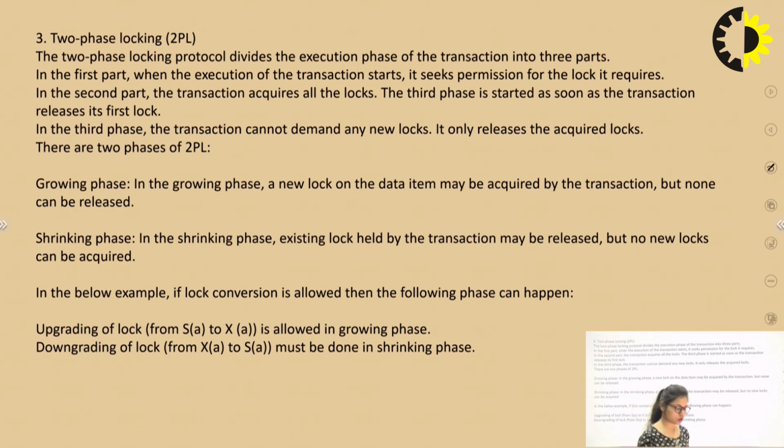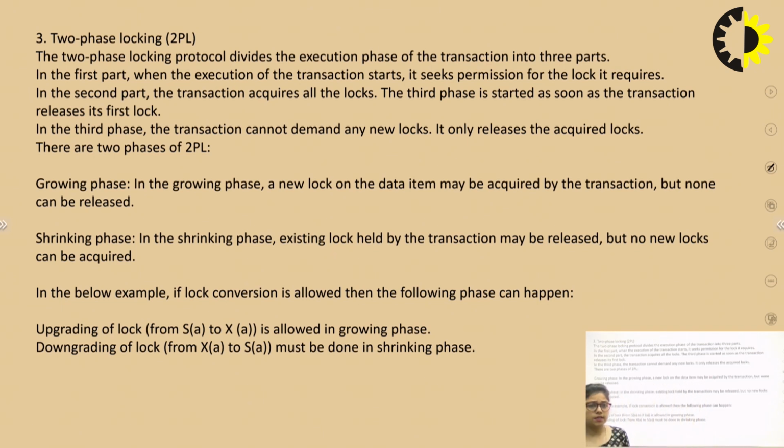The first one, in the growing phase, a new lock on the data item may be acquired by the transaction, but none can be released. Basically, in growing phase, we can acquire data items, but we can't release any data item. In shrinking phase, we only release data items, not acquire any data items. In shrinking phase, existing lock held by the transaction may be released, but no new lock can be acquired.